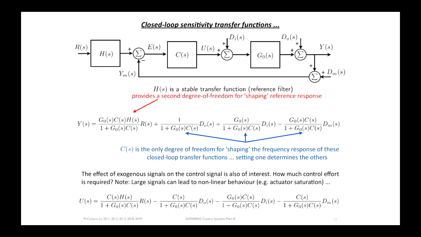We saw that you could get an extra degree of freedom to help you meet reference tracking objectives by having a pre-filter for the reference here. It just gives you an extra degree of freedom so that the transfer function from the reference to the output signal is not just the complementary sensitivity function, it's the complementary sensitivity function times this pre-filter.